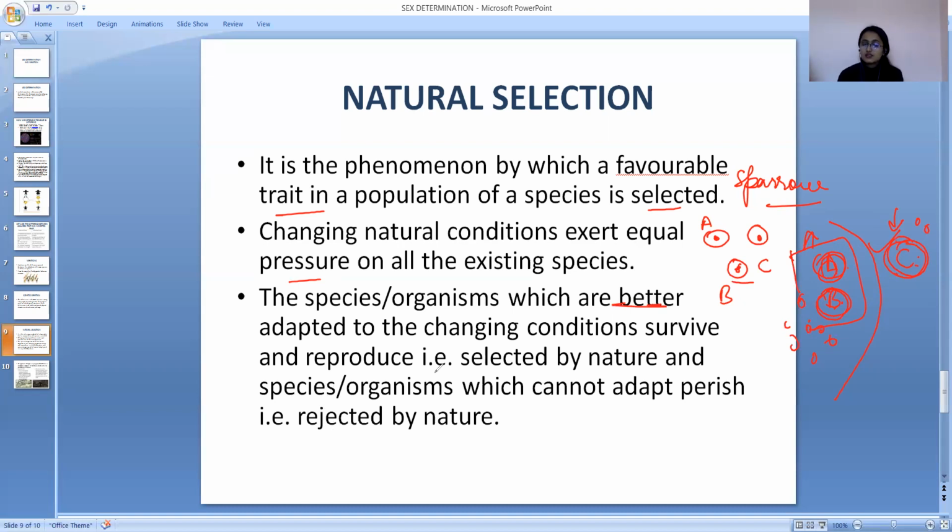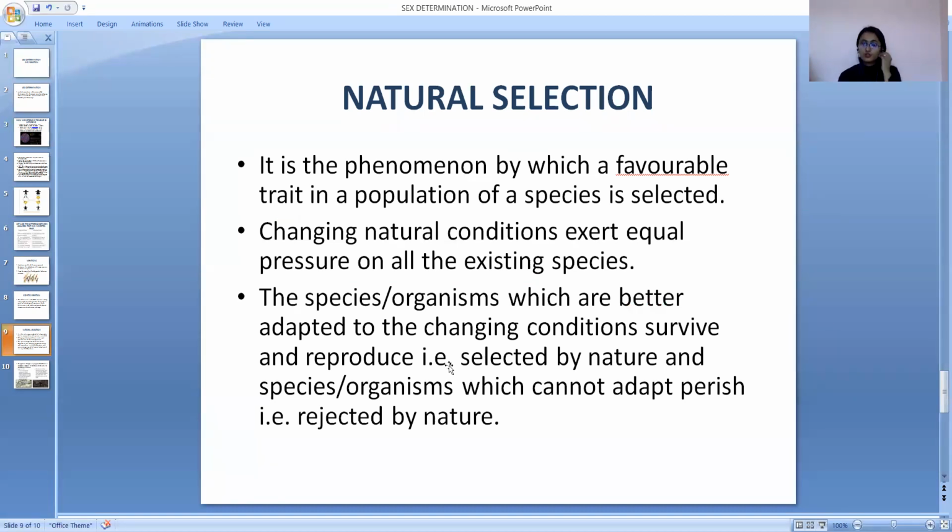Selected by the nature, जो आपके environment के साथ change कर गया वो select हो गया, लेकिन जो environment के साथ change नहीं कर पाया, they will die, they will not survive, right? So let's take an example of peppered moth, very famous example of natural selection.